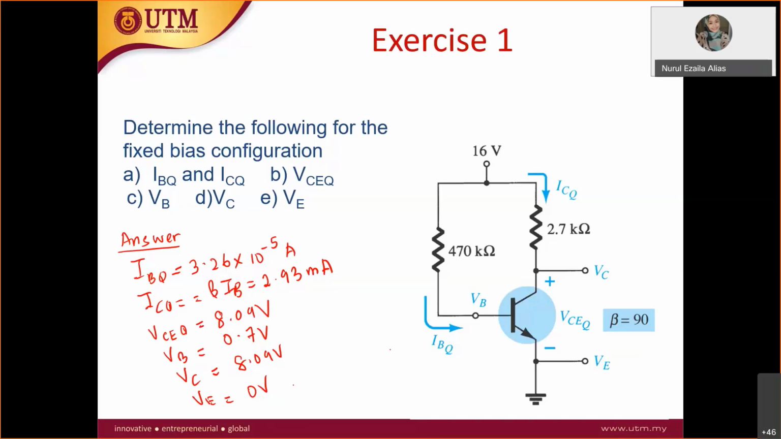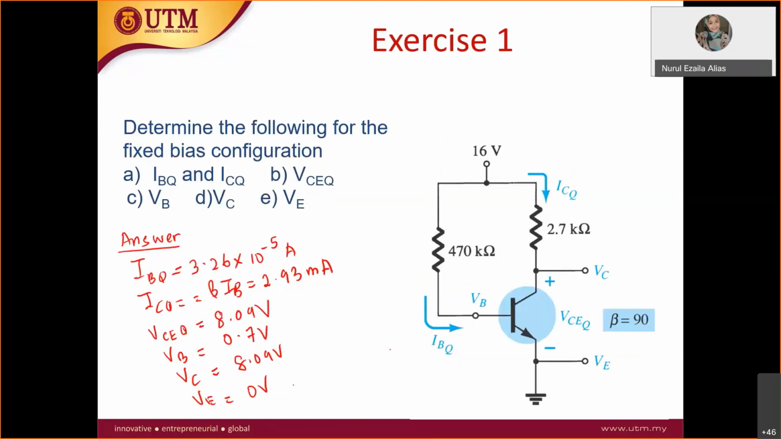Okay, so we've done with the fixed bias. So please remember, when you have a circuit with emitter to ground, there is no emitter resistor. There is no resistor at the emitter. Therefore, the name of this circuit is fixed bias.